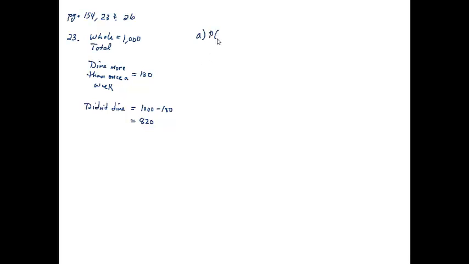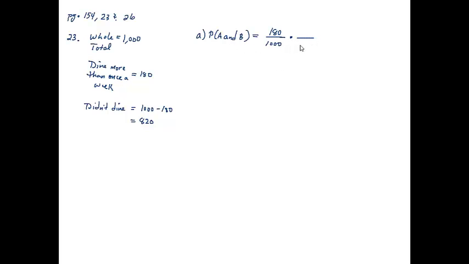Well, probability of both adults dining, so I'm going to call it probability of event A and B. This is adult A dining out, and this is adult B dining out. First, we have to find the probability that the first adult dines out. Well, how many total people were surveyed? 1,000. That's the whole. How many of them dined out? 180. Times, because remember the word and means multiply.